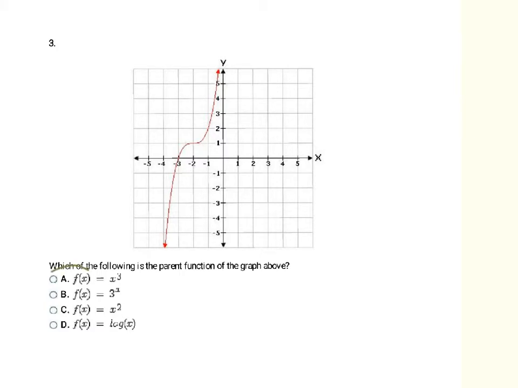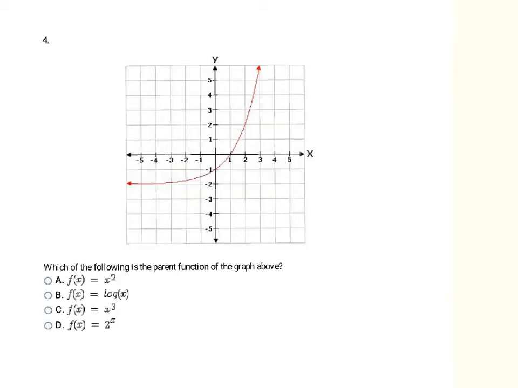So the cubic graph is x cubed, which is letter A. Okay, this graph here, it's asking which of the following is the parent graph of the graph above. And so once again, it's asking which one of those, quadratic, cubic, logarithmic, or exponential, is this graph's shape most alike? Well, it's starting out almost horizontal, and then it turns and goes vertical. And that shape is closest to D, an exponential, which is any number raised to the x power. So my answer here is D.